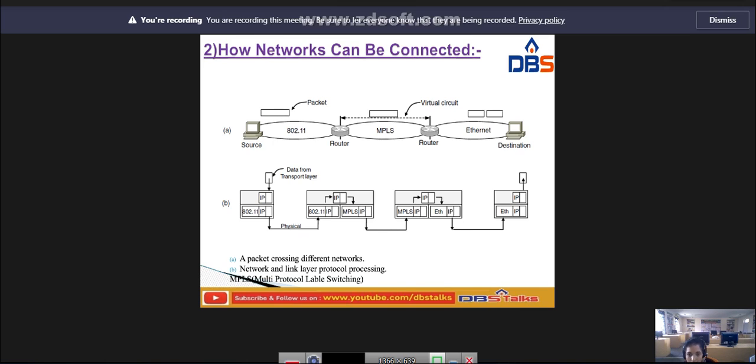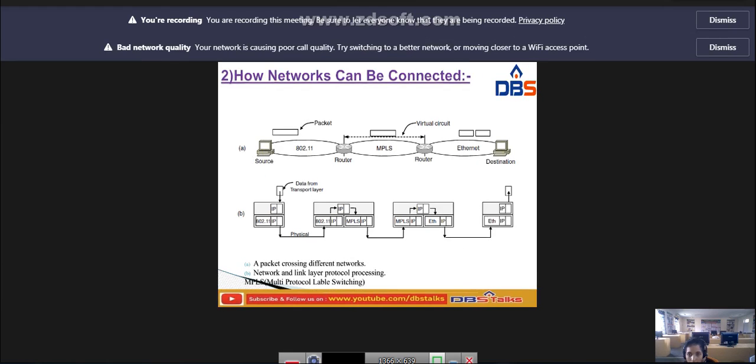And this is the 802.11 and IP address. And this is the Ethernet and IP address. So these are the diagrams. This is called the network.